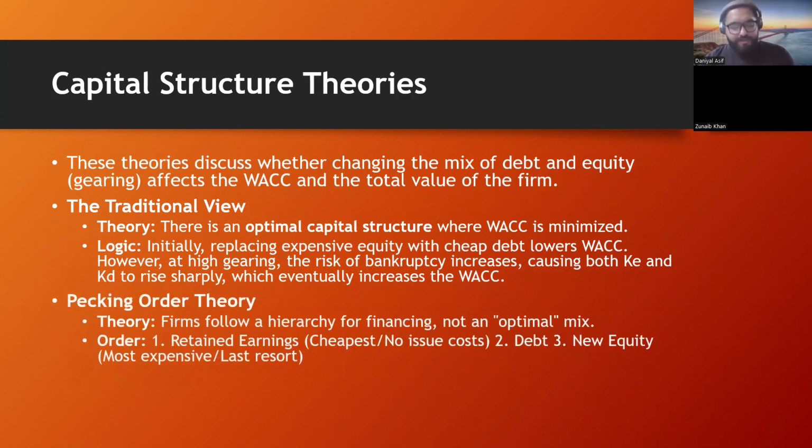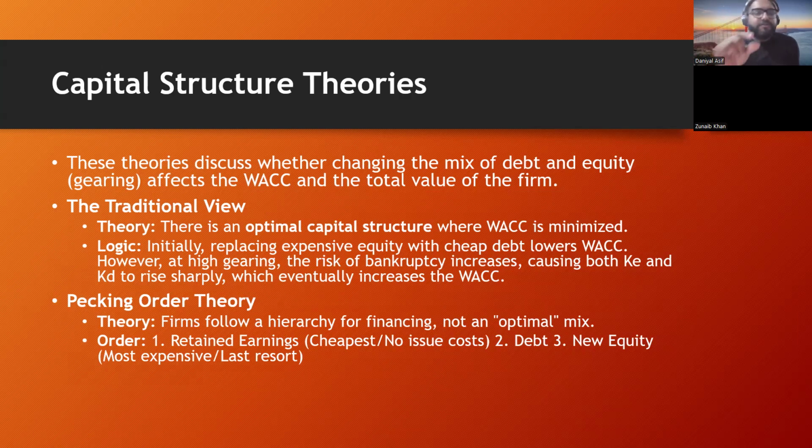Pecking order theory. What pecking order theory says is that firms follow a hierarchy of financing, not an optimal mix. So basically, pecking order theory is totally against the traditional view theory. It says that a firm never follows or calculates an optimal mix. They always follow a hierarchy, or you can say an order, of financing a company.